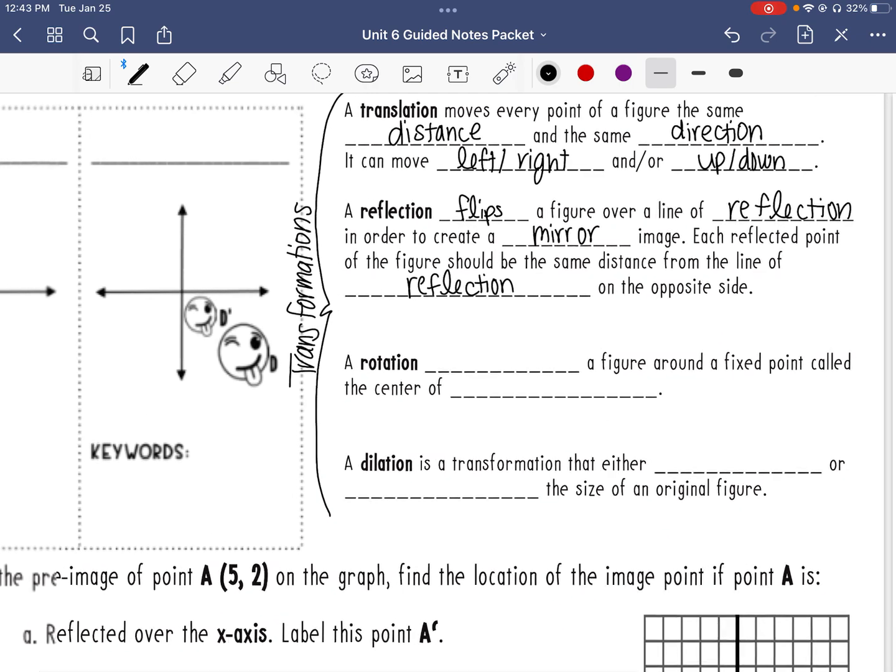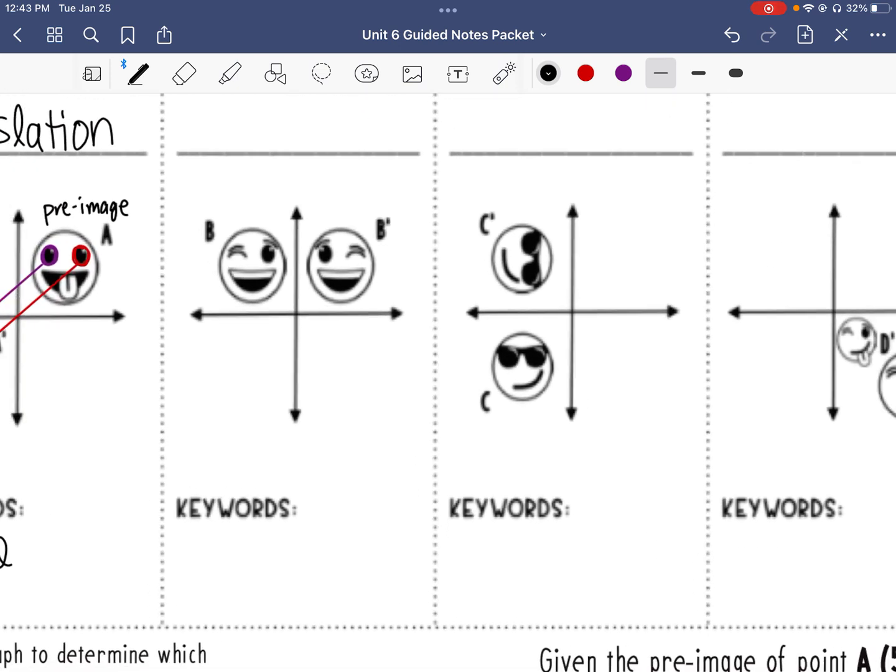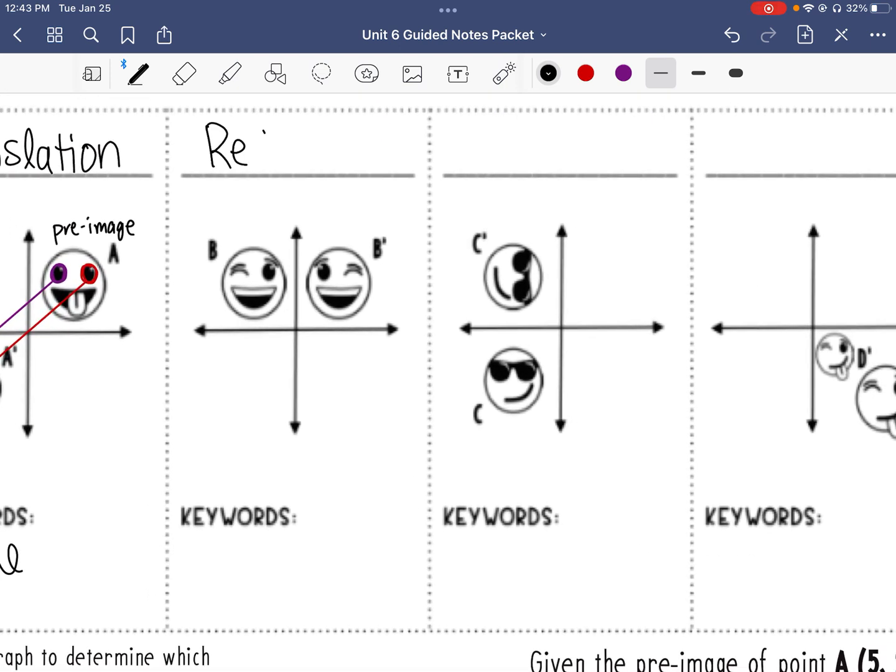Okay. So let's go over here. This one is our reflection. I want you to label your image and pre-image again, so go ahead and do that.